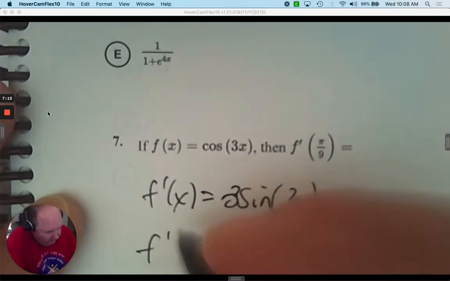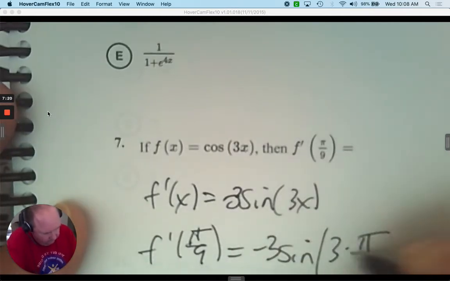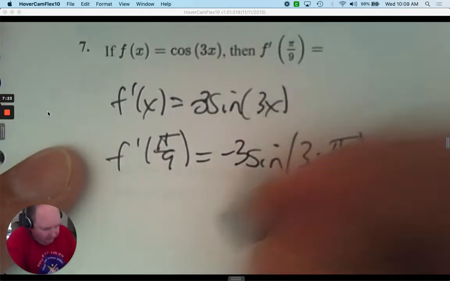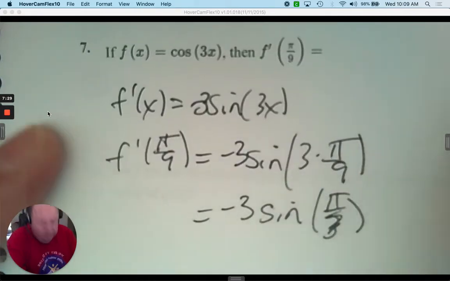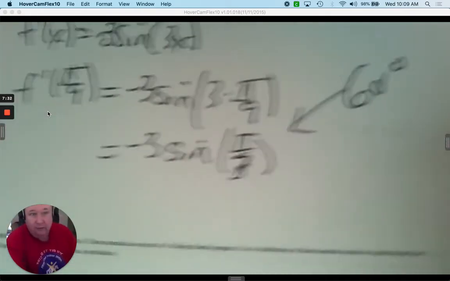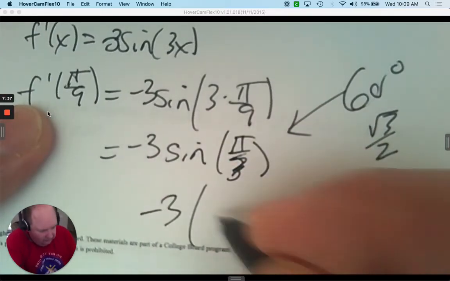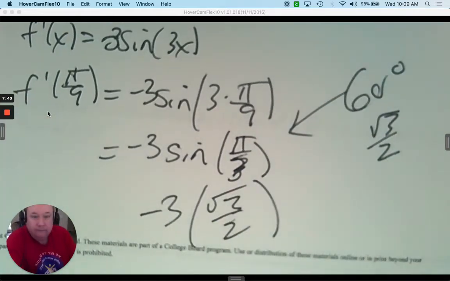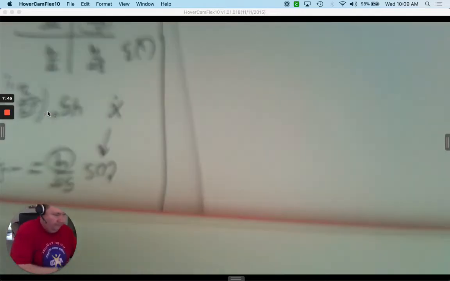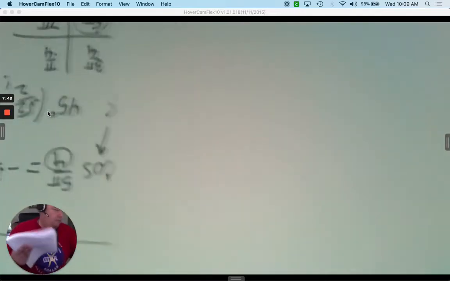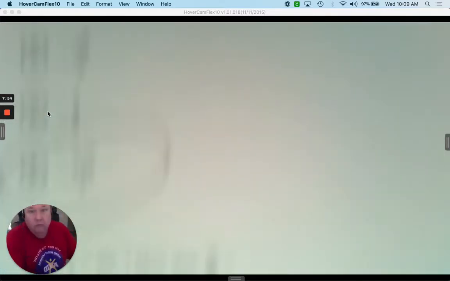When I plug in pi over 9, I'm going to simplify it. So that's negative 3 sine pi over 3. All right, my unit circle, that's a 60-degree reference angle. The y-coordinate there is root 3 over 2. So this is negative 3 times root 3 over 2. Negative 3 root 3 over 2. It's E.